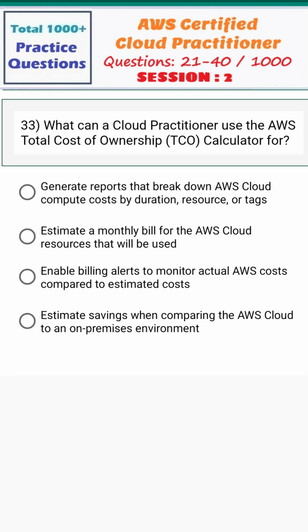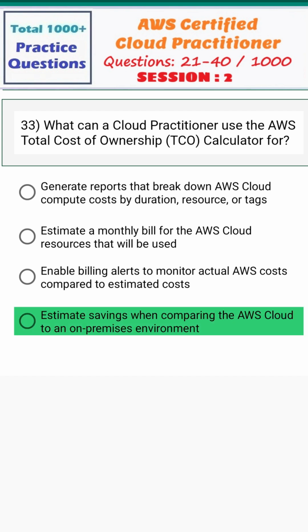33. What can a cloud practitioner use the AWS total cost of ownership calculator for? First option, to generate reports that break down AWS cloud compute costs by duration, resource or tags. Second option, estimate a monthly bill for the AWS cloud resources that will be used. Third option, enable billing alerts to monitor actual AWS costs compared to estimated costs. Fourth option, estimate savings when comparing the AWS cloud to an on-premises environment. Guess the answer. The correct answer is fourth option, estimate savings when comparing the AWS cloud to an on-premises environment.